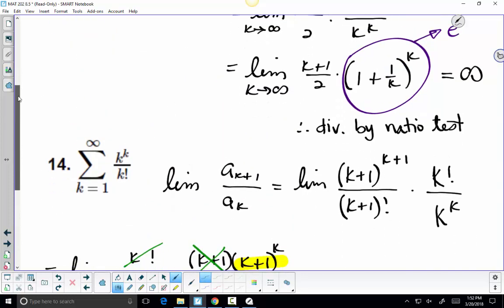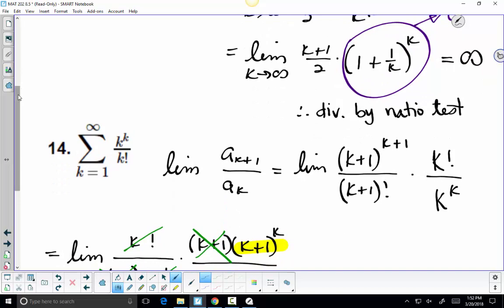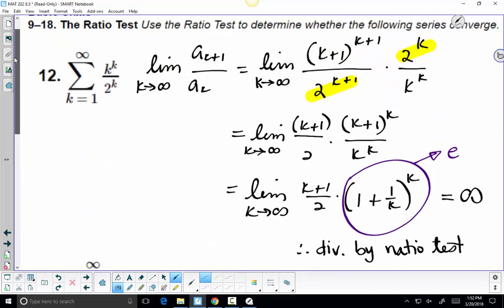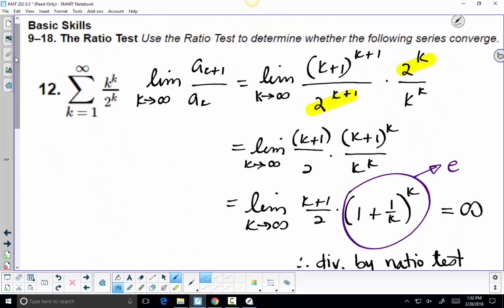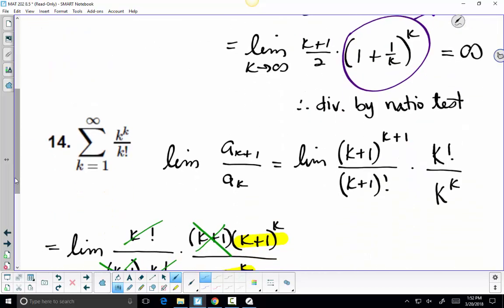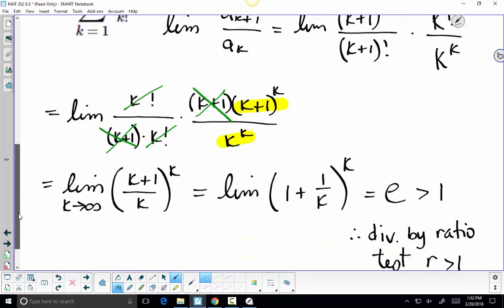Whereas the previous one, that limit was big. So this is simply telling us that that grows so much faster than 2 to the k, whereas k factorial and k to the k is growing faster, but it's still in the same ballpark because the ratio between consecutive terms is finite. But it's still bigger than 1, so it still diverges. Yeah?